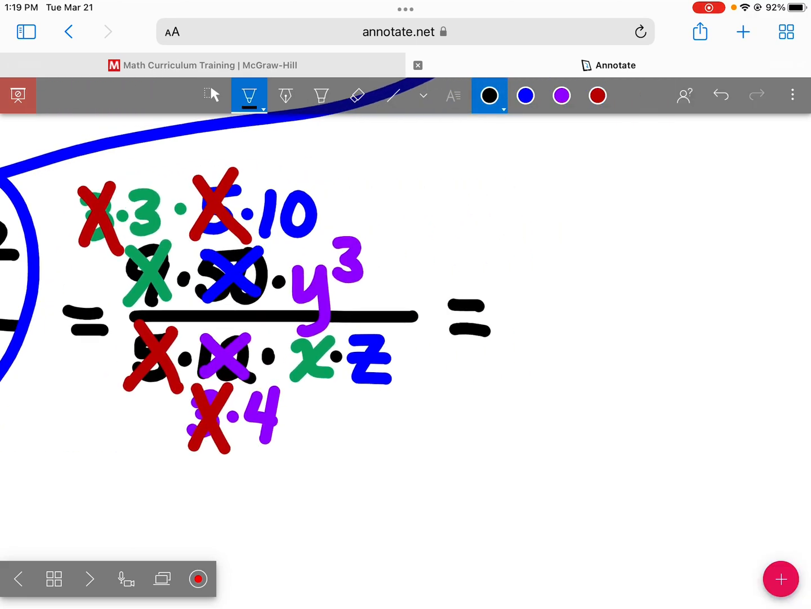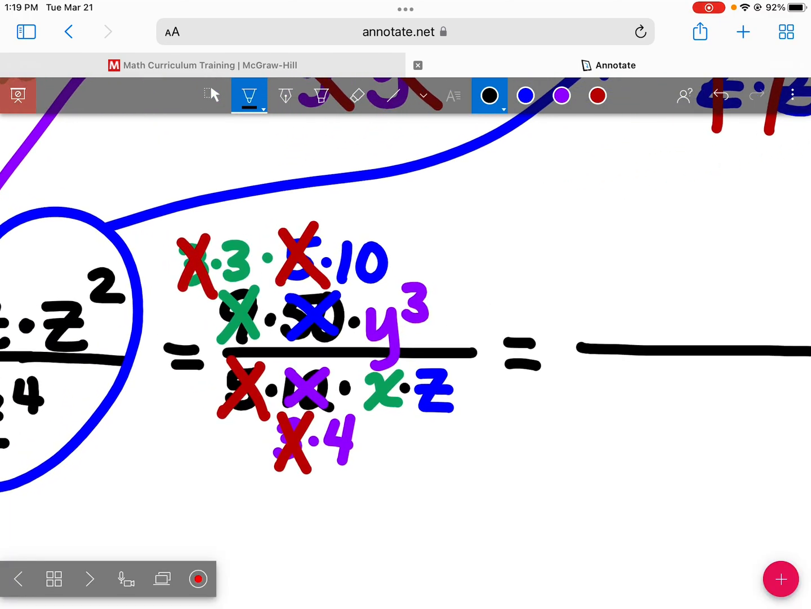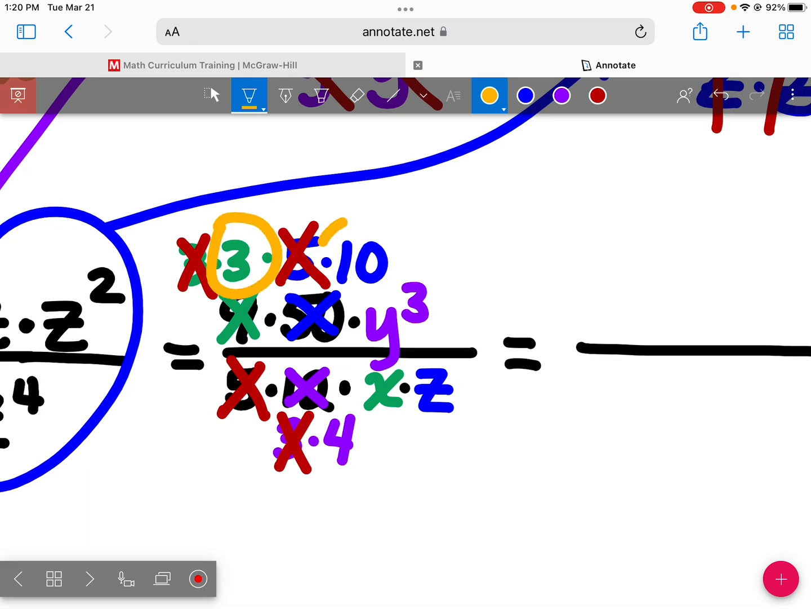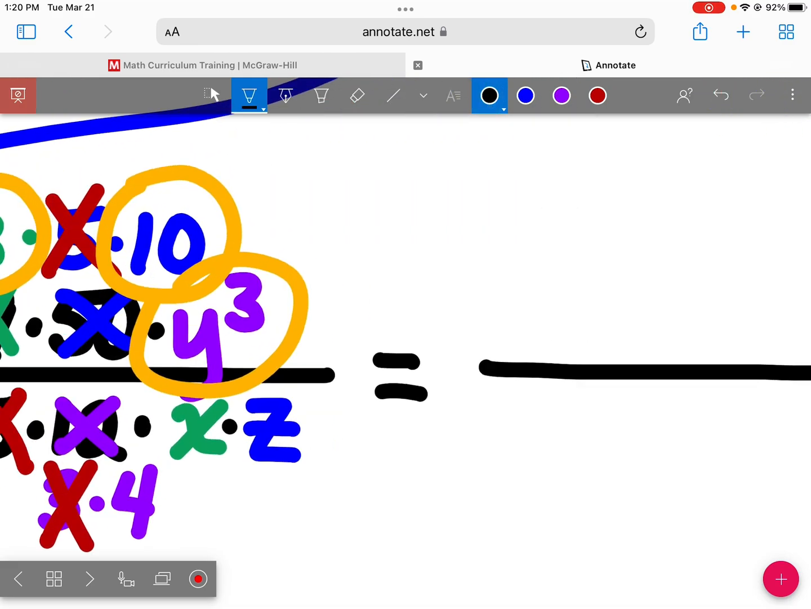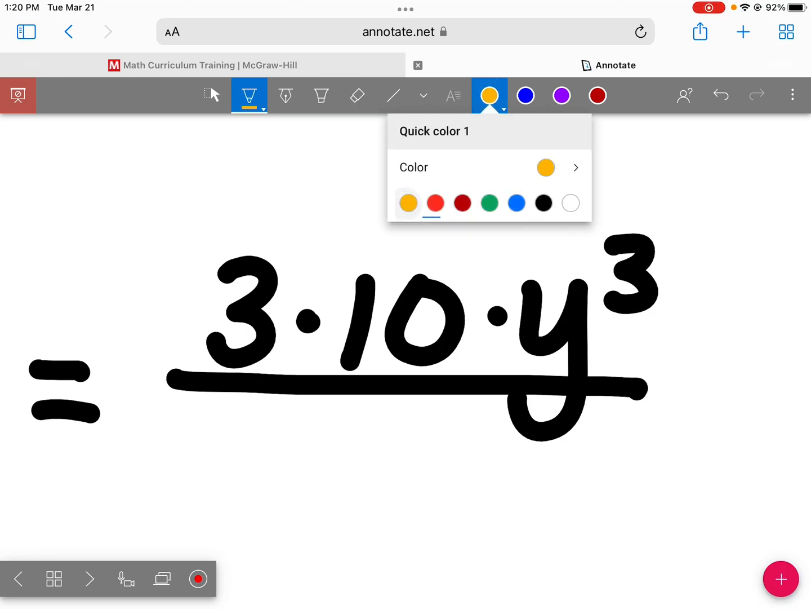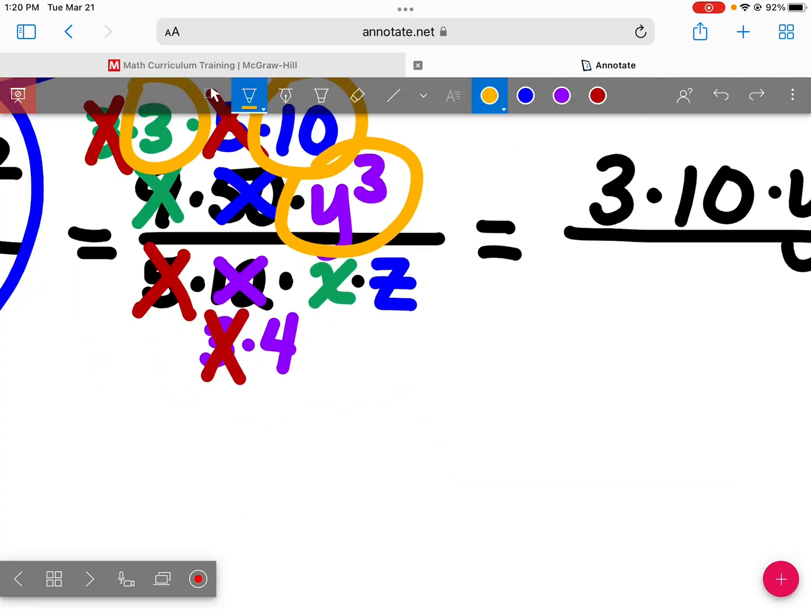Before I get too much more going on, I'm going to rewrite what we've got. Which pieces do I still have in my numerator? Which pieces have not canceled? 3, 10, and y to the third have not canceled out. So 3 times 10 times y to the third is still up on top. What pieces do I still have in the denominator? What pieces have not canceled?